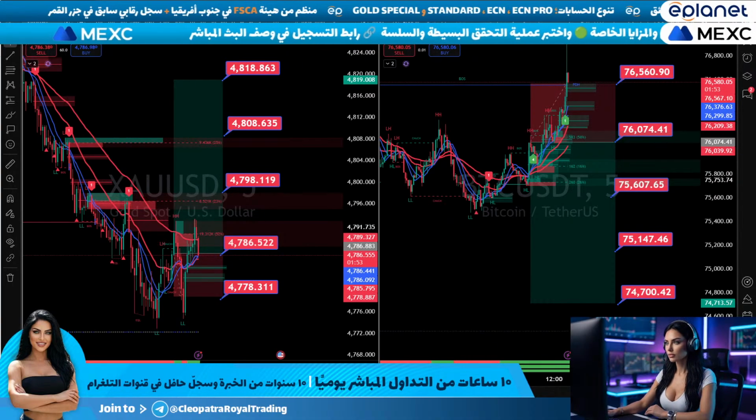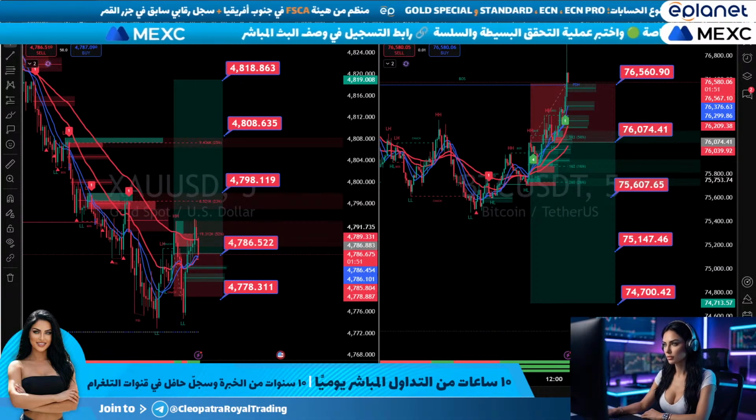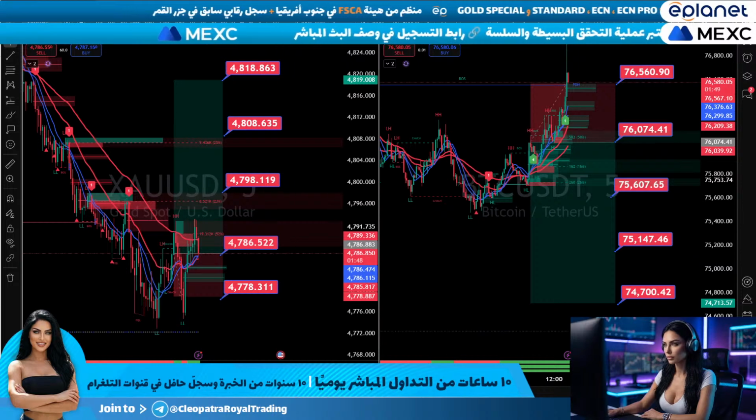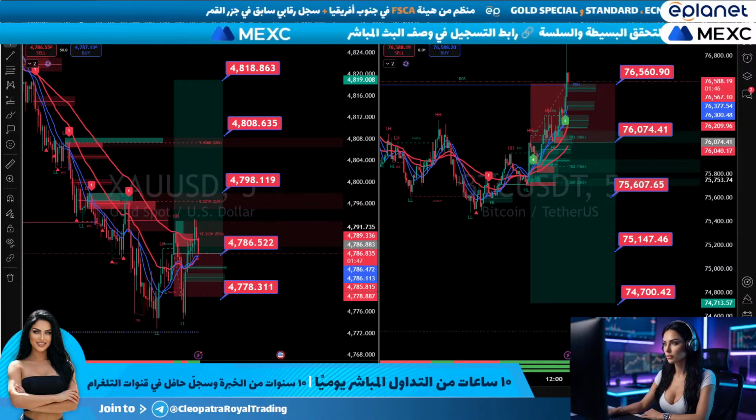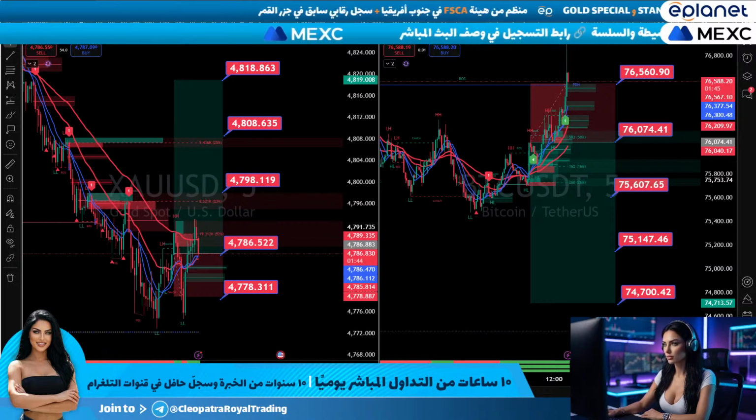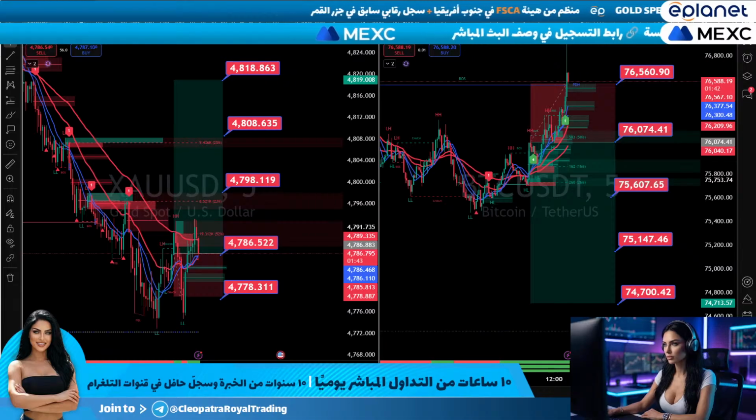But the point here is that identifying this kind of market structure, and identifying our change of character and break of structure, all of that off these highs and lows, this right here would have told us that we're no longer looking for shorts. We're no longer looking for shorts.